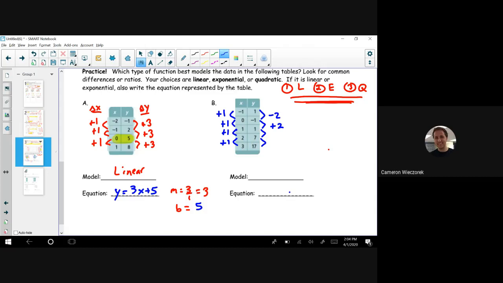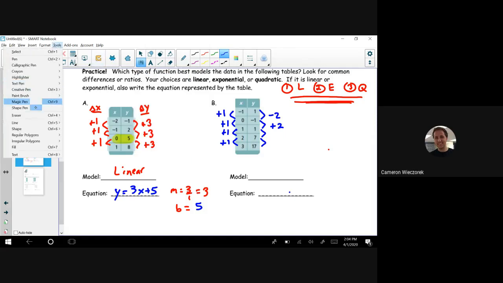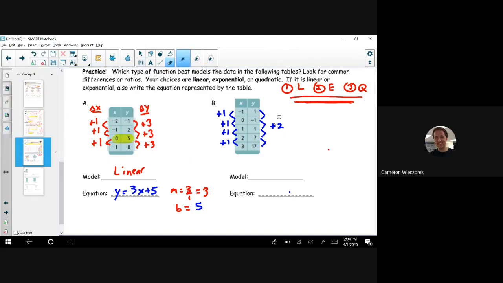Okay, so maybe I try exponential. So I'm going to scratch this. Where's my eraser? From 1 to -1, it decides to multiply by -1. From -1 to 1, hey, it also multiplies by -1. It's looking good so far. But then, oh no, from 1 to 7, it multiplies by 7. I don't have a constant multiple, which means it can't be exponential. So I cross those two out. Last one I'm going to try, quadratic.